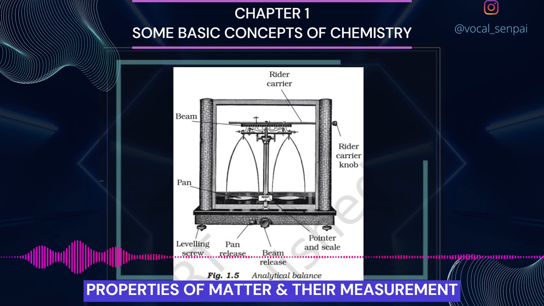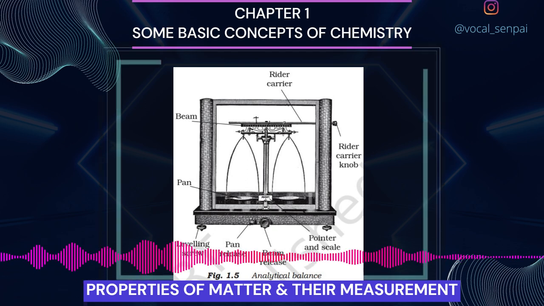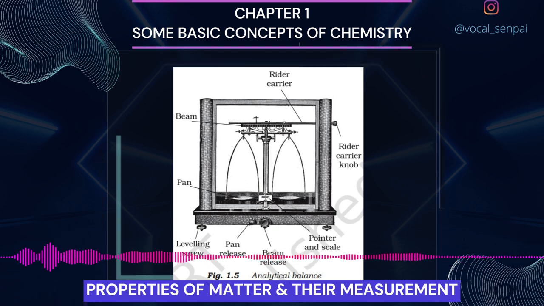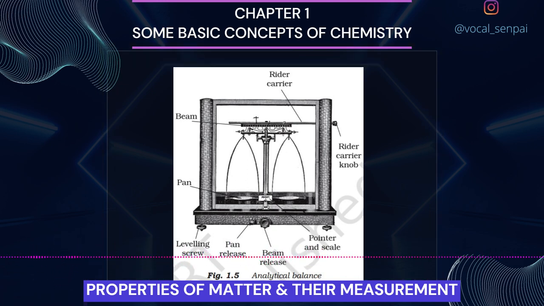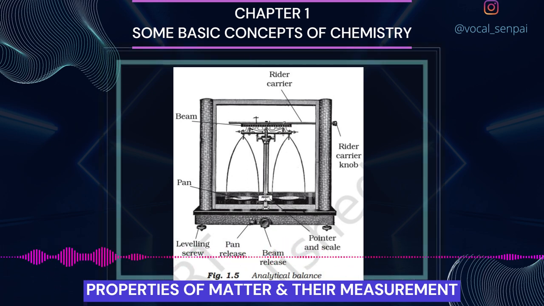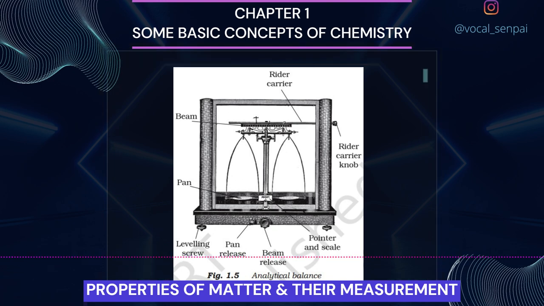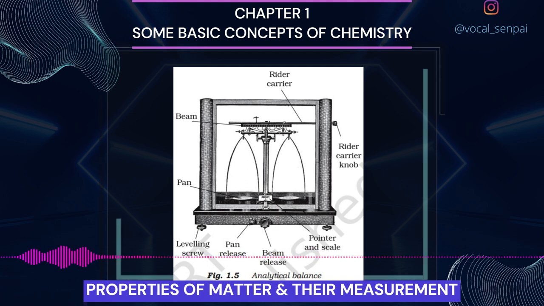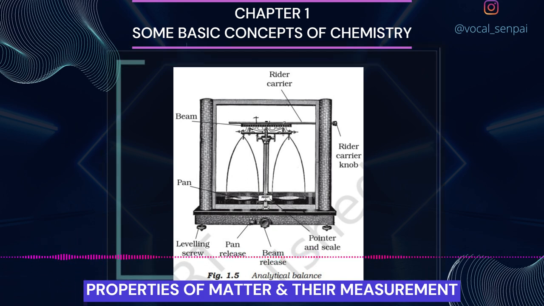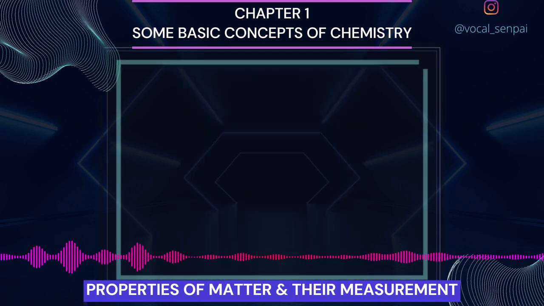The mass of a substance can be determined accurately in the laboratory by using an analytical balance, Fig. 1.5. The SI unit of mass as given in Table 1.1 is kilogram. However, its fraction named as gram, 1 kilogram is equal to 1000 g, is used in laboratories due to the smaller amounts of chemicals used in chemical reactions.